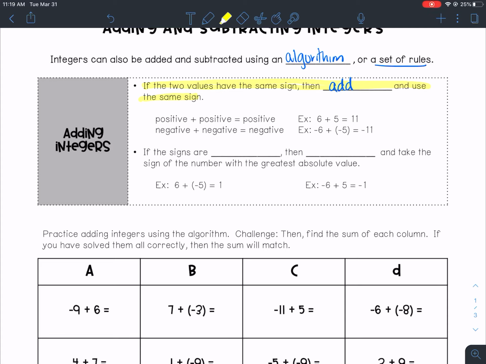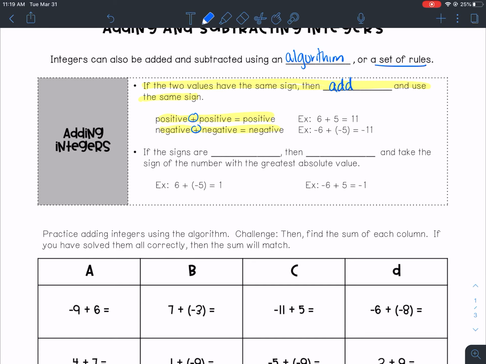A positive plus a positive number will give you a positive number. Write this down. A negative number plus a negative number is going to give you a negative. Notice how it's plus. That's very important. So same signs, you add and keep the sign.